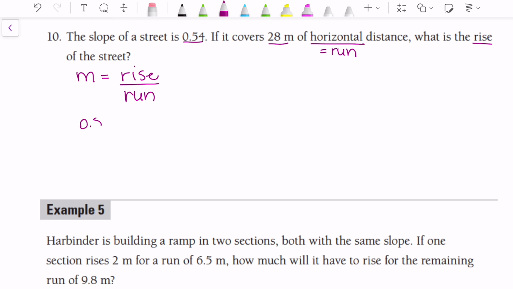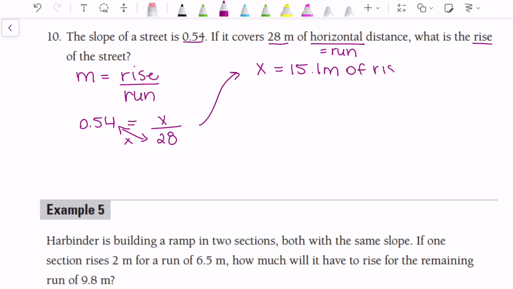Okay, your slope is 0.54. Your rise is x. Your run is 28. And pretty simple in this one because it's just multiplying that and you get your value. So x is actually just equal to 15.1 meters of rise.